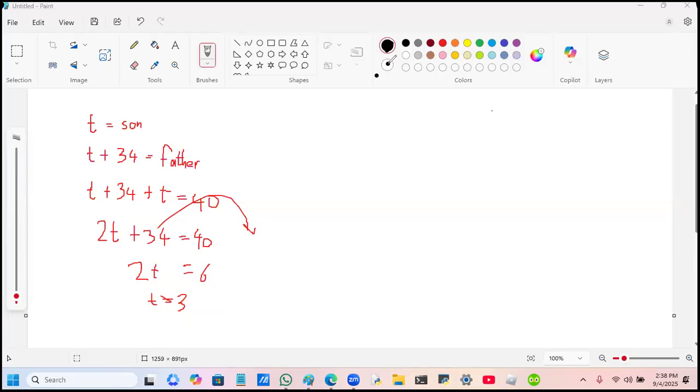Do you understand? I don't understand. So what's the answer? The answer is 5 now. There is no 5, because the son's age 2 years ago.